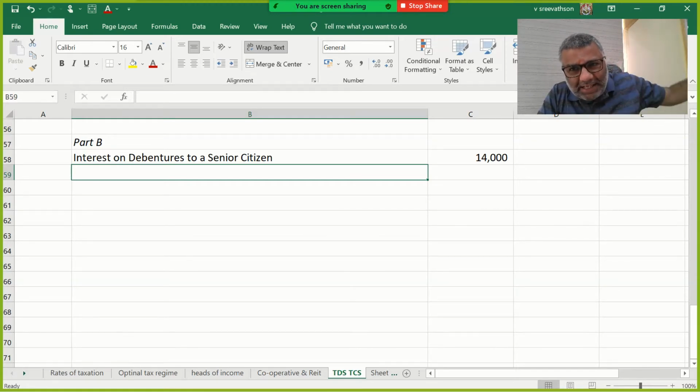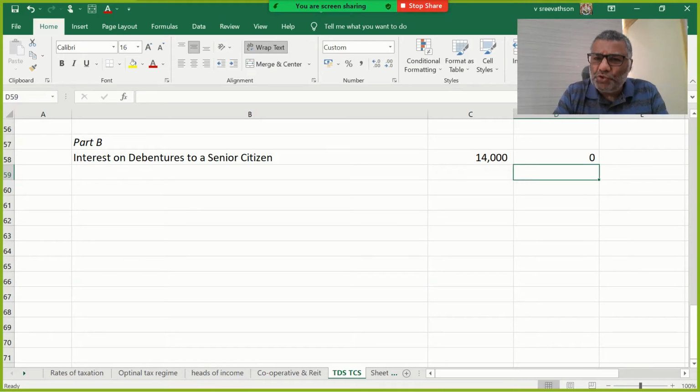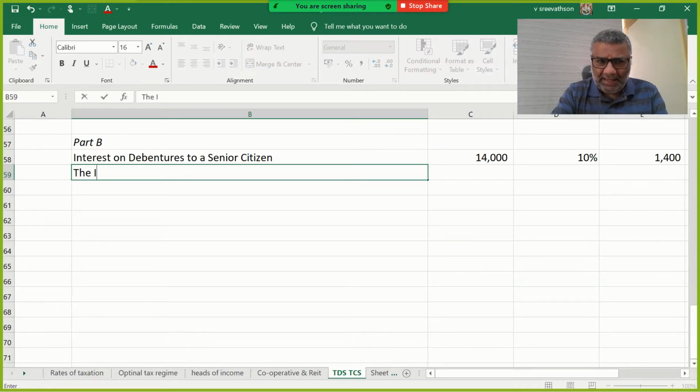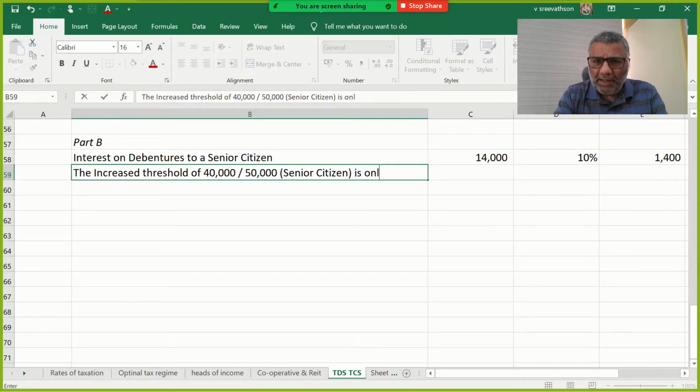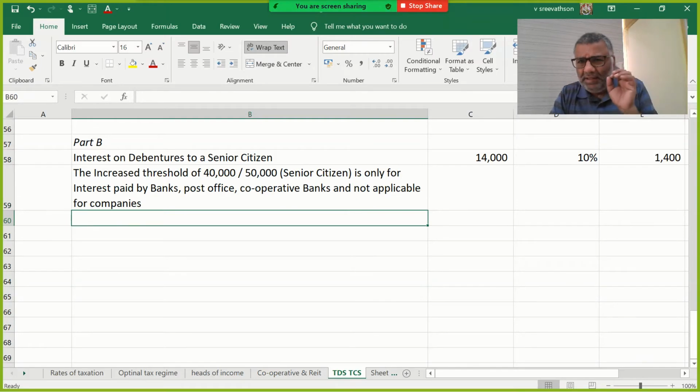But other things being constant, if a company gives interest on debentures that exceeds 5,000 rupees, the company is liable to deduct tax at source. The increased threshold of 40,000 or 50,000 for senior citizens is only for interest paid by banks, post office, and cooperative banks, and not applicable for companies.